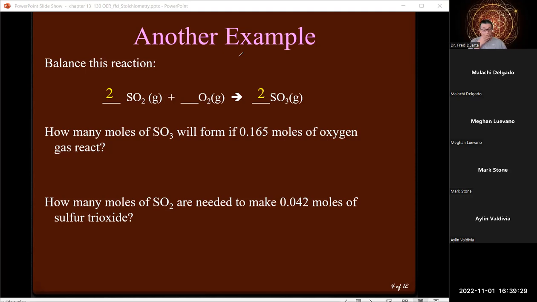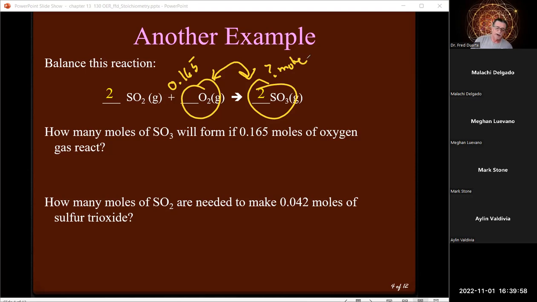All right, now, question number 1 says, how many moles of sulfur trioxide, so we're looking at this, will form if 0.165 moles of oxygen react? So our only concern is about the relationship between oxygen and sulfur trioxide. And we're starting off with 0.165 moles of oxygen. You want to know how many moles of sulfur trioxide will be made. So I'm not concerned about what's happening here, just what the question asks for.